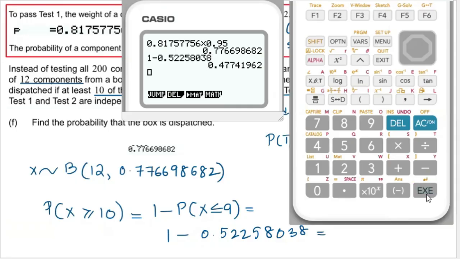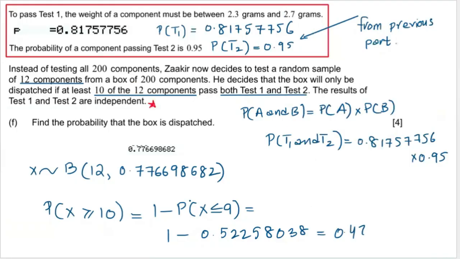0.52258038. Let's go. It's 0.47742. 0.47742. Approximately, you can give it 0.477.